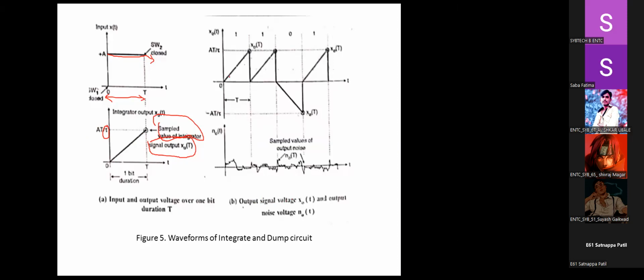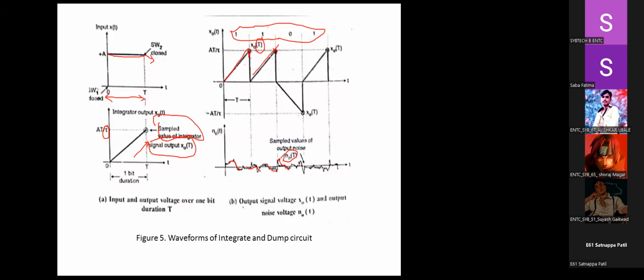This is in terms of x0 of t for a time interval. Say I am passing data 1101. So here is the sampled information, the information that is passing through the switch and coming out, mentioned here. And this is nothing but noise. The noise is sampled in this particular form with the expression N0 of t.